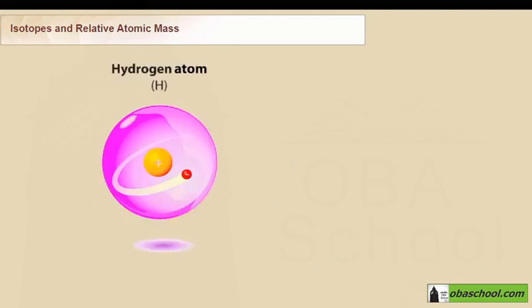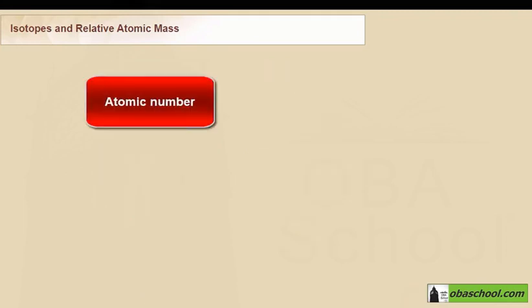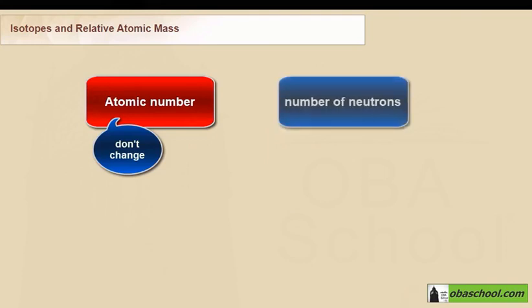For example, the atomic number of hydrogen is 1. Any atom of hydrogen will have one proton only, otherwise it wouldn't be hydrogen. If an atom has 2 protons, then it would be helium, since the atomic number of helium is 2. So, the atomic number of a particular element cannot change. However, the number of neutrons inside the nucleus can change.